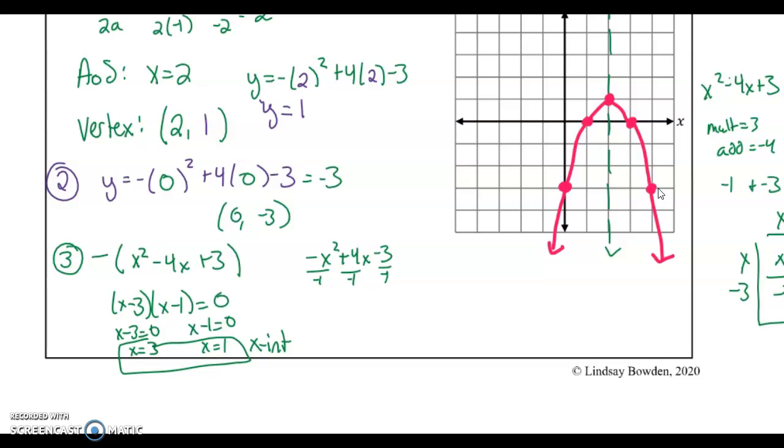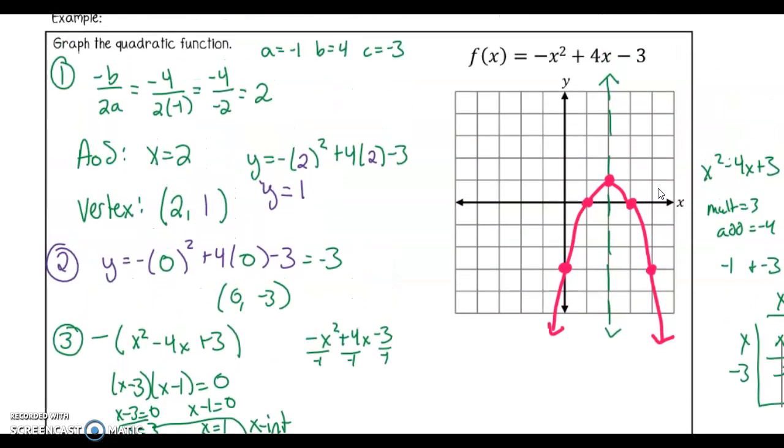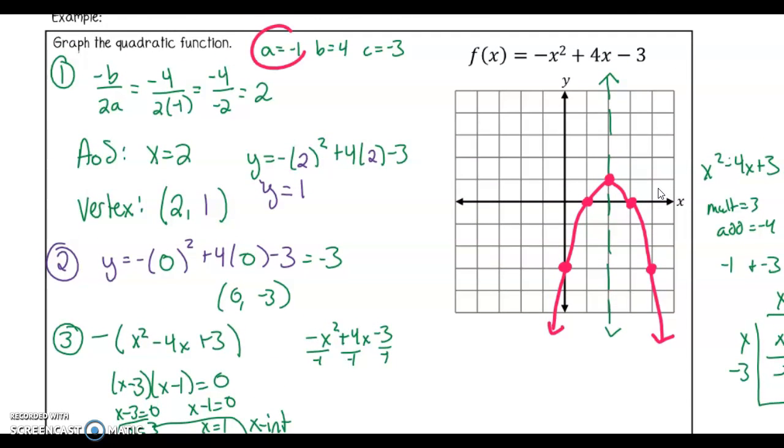And step 5 says, look at the a value to determine if it opens up or down. So let's double check. If you look at the a value, the a was negative 1. And when it's negative, it opens down. So that actually kind of does check out and make sense.